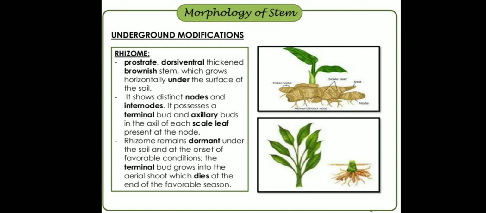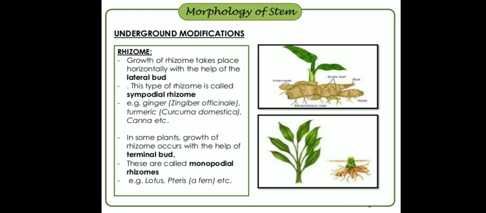It shows distinct nodes and internodes. It possesses a terminal bud and axillary buds in the axil of each scale leaf present at the node. The rhizome remains dormant under the soil, and at the onset of favorable conditions, the terminal bud grows into the aerial shoot, which dies at the end of the favorable season.